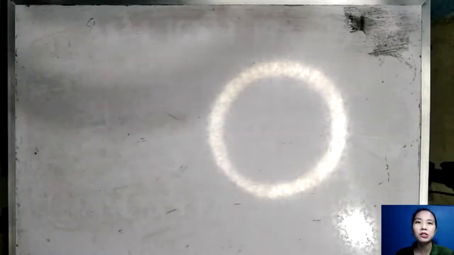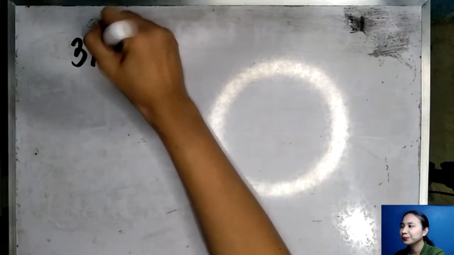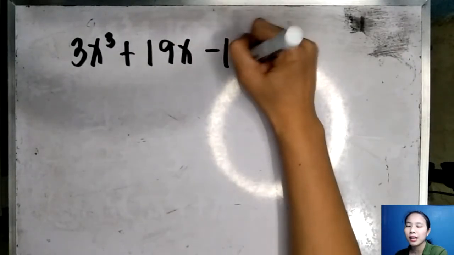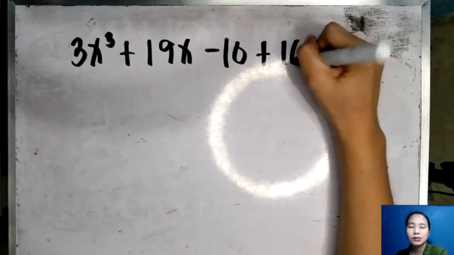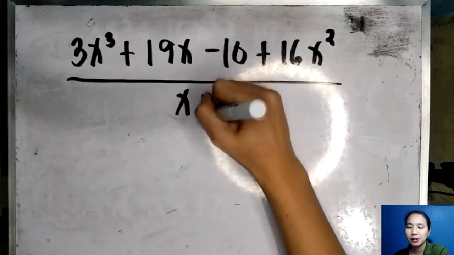To perform division of polynomials using synthetic division or the short method, we follow certain procedures. Let's say our example is 3x cubed plus 19x minus 10 plus 16x squared divided by x plus 3.